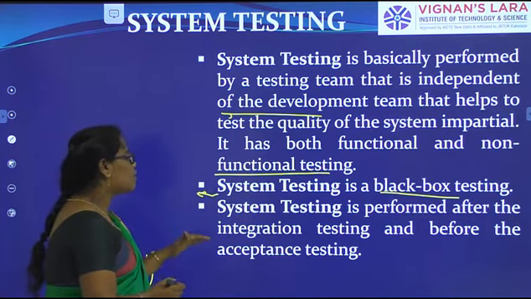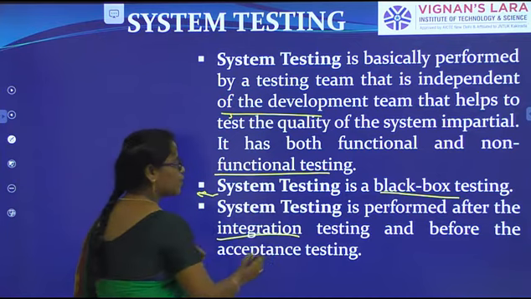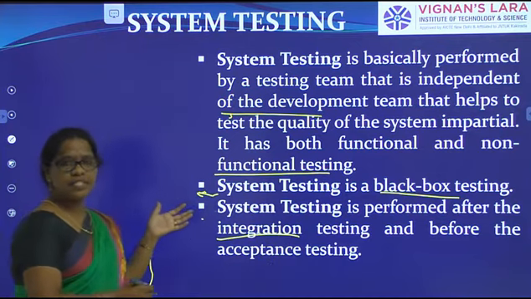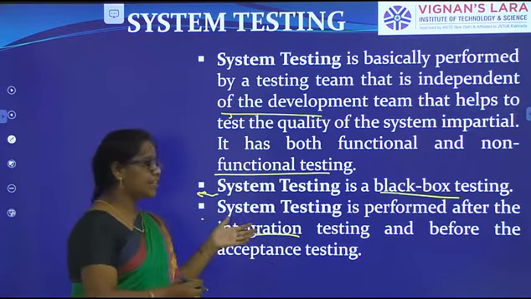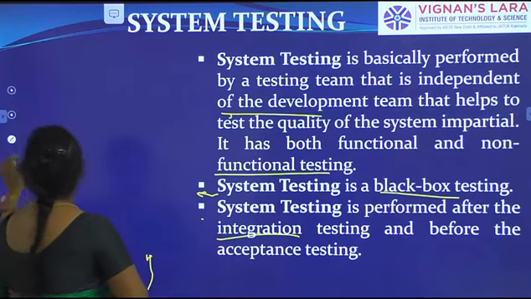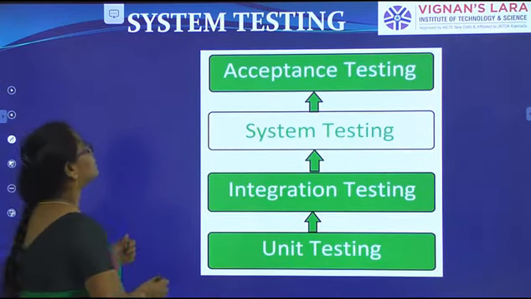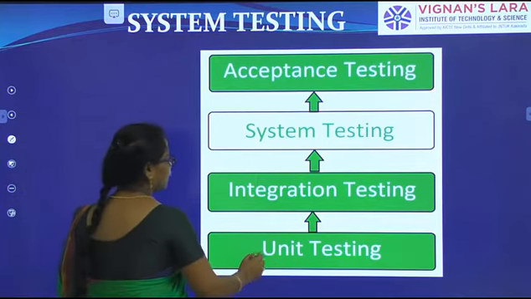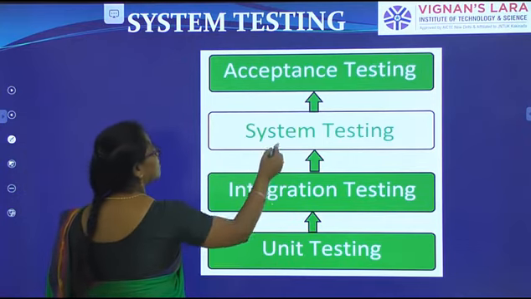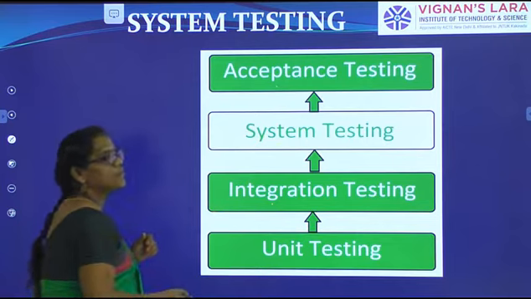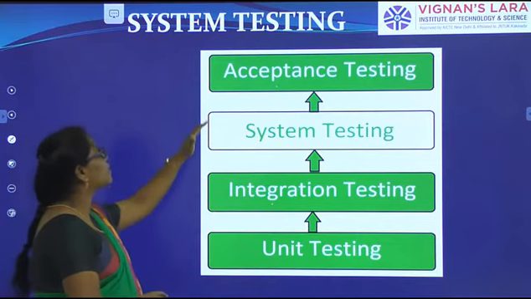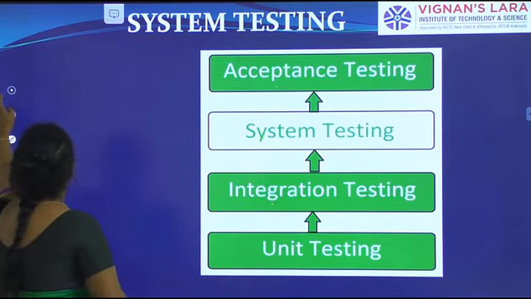This is also performed after the integration, as we have seen. System testing is performed after the integration of the system. This is a system testing diagram. First we go for unit testing, after integration then system testing, and then acceptance testing. These are the processes of testing.